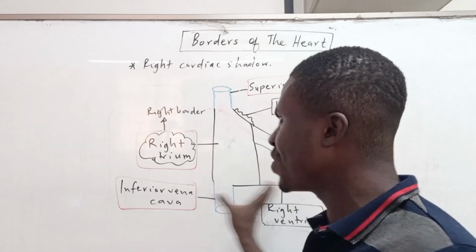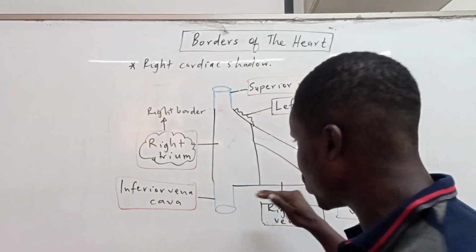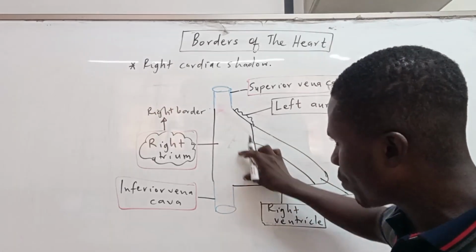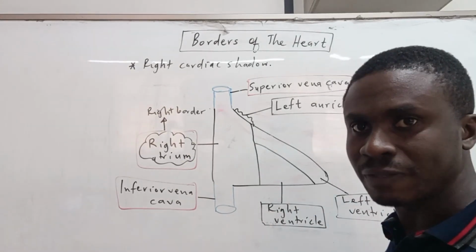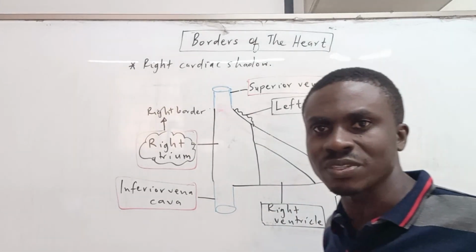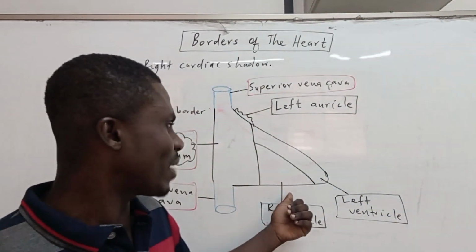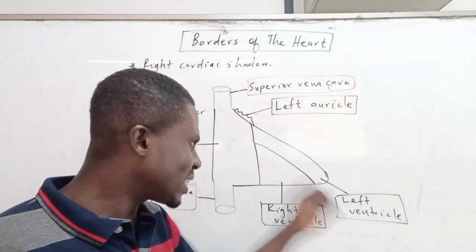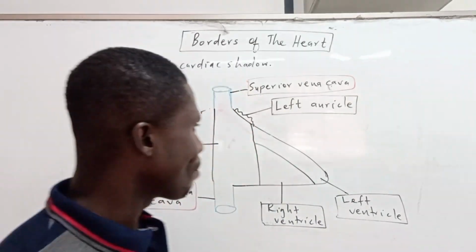Now, how about the inferior border? From the right border, we go to the inferior border of the heart, the lower portion. The inferior border of the heart is contributed by what? Of course, you will tell me that we still have the right atrium, then the right ventricle, together with the left ventricle. But the majority of the contribution is from the right ventricle, then the right atrium, with little contribution from the left ventricle. I want you to know that.